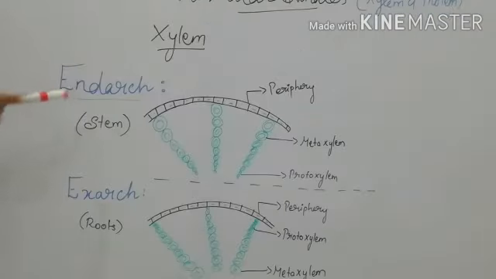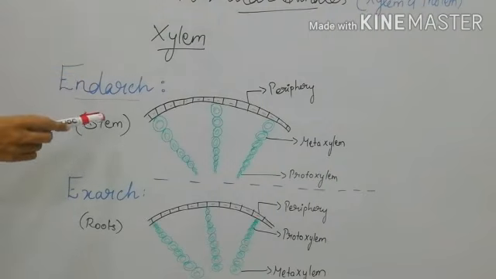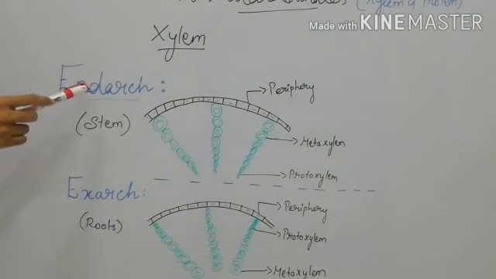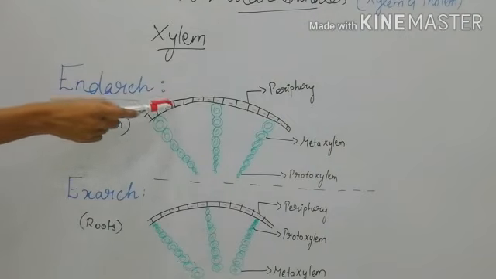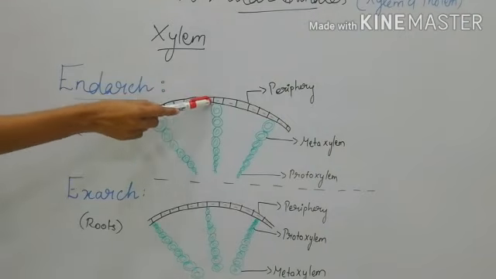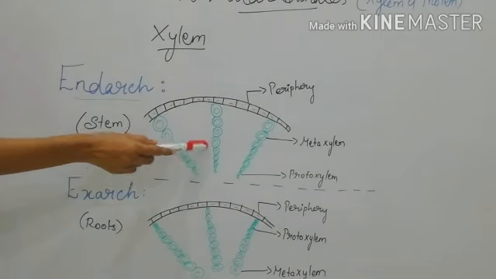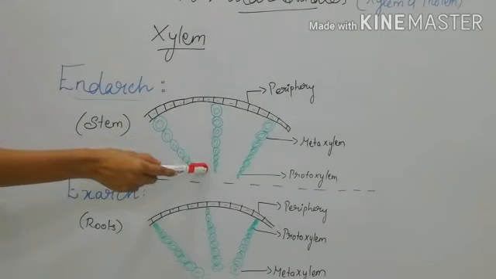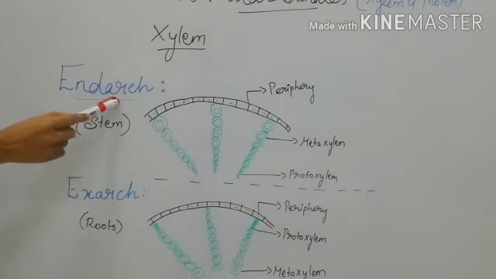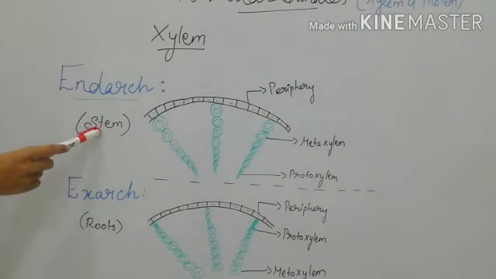And the xylem is classified into two more types. So only the xylem, not the phloem. And the arrangement of the xylem, that is the endarch and the exarch. So this is the peripheral side, and if the metaxylem is arranged towards the peripheral side and the protoxylem is arranged towards the center, that is known as the endarch, and it is seen in stem.